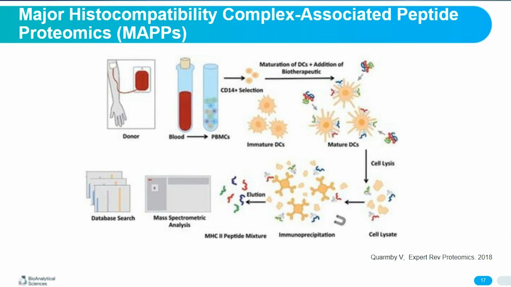In MAPPs assay, we are looking at different peptides that are being presented on our antigen-presenting cells. Typically, experimentally, those will be monocyte-derived DCs. The process to generate those cells will require first isolation of CD14 cells from PBMCs, and then culturing them for a few days with a cocktail of cytokines, and then maturing them and adding the biotherapeutic. Later on in the MAPPs process, we will IP the HLA-DR and elute the peptides, and then run them by mass spectrometry to see the different peptides that are being presented.